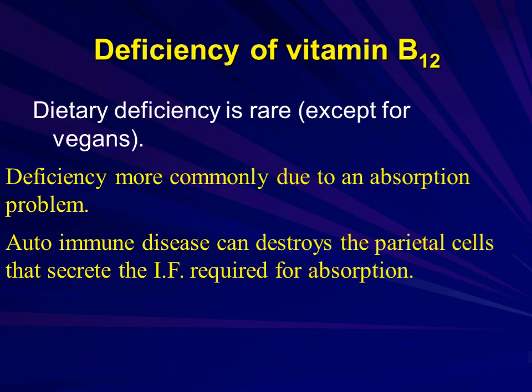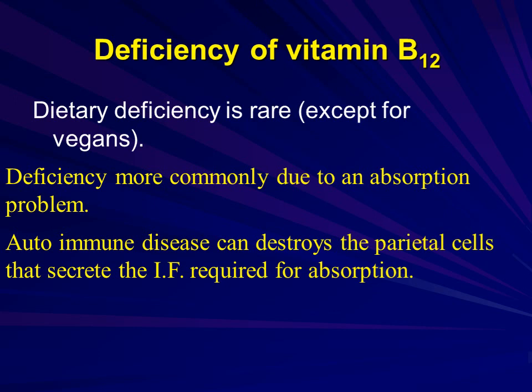Now, deficiency of vitamin B12. Dietary deficiency is rare except for vegans. Deficiency more commonly due to an absorption problem. إذن dietary deficiency rare إذا كان الشخص يتناول animal food. As we said, vitamin B12 is present in meat, in liver, in milk and different animal sources.